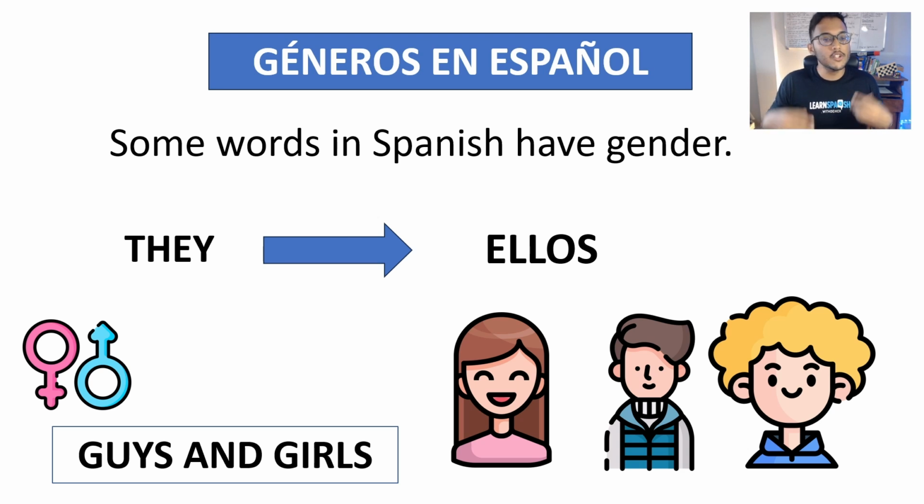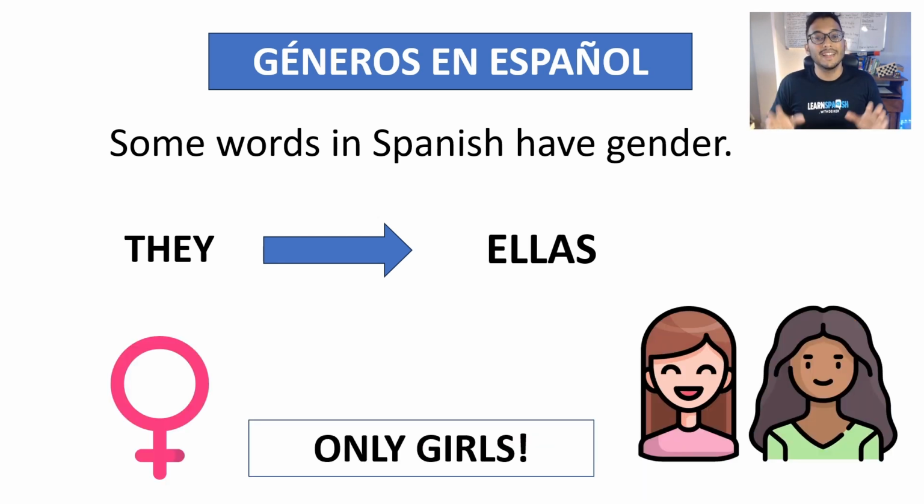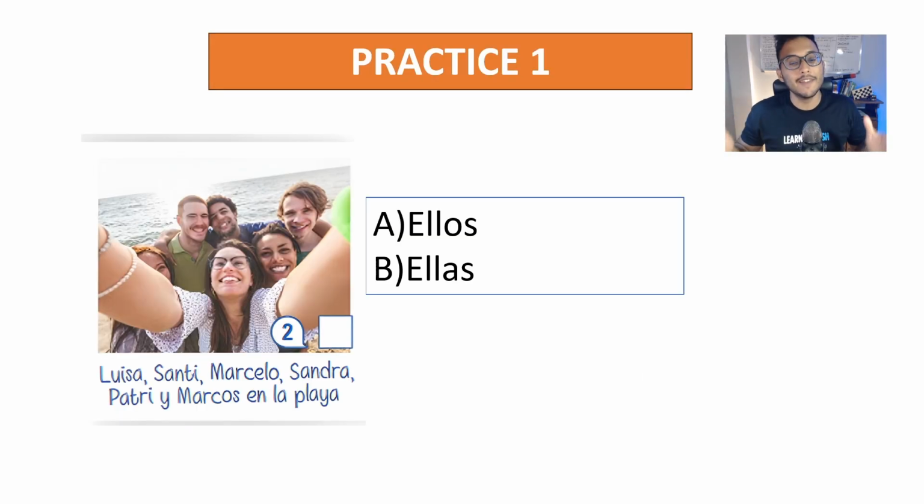So when should you use the feminine form? You should use it if in that group there are only girls. If in the group there are only girls, go ahead, use the feminine form, ellas. But if in the group there are boys and girls, or only boys, use ellos, always. Finally, my favorite part, practice, because practice makes perfect.